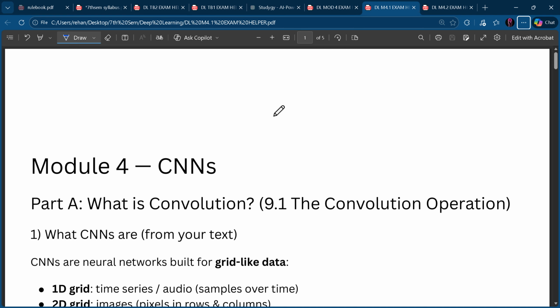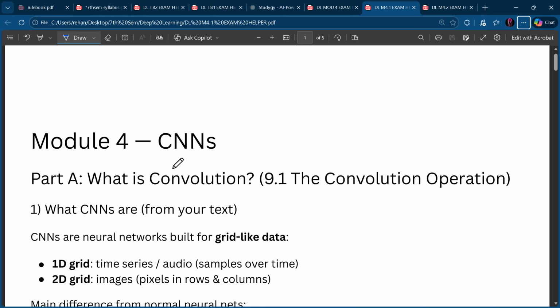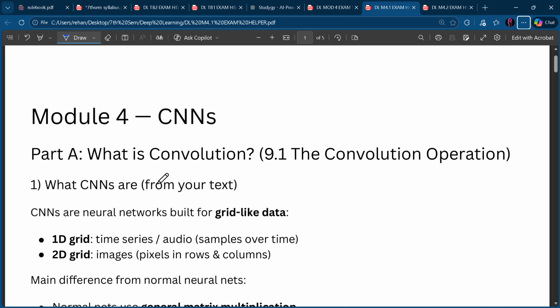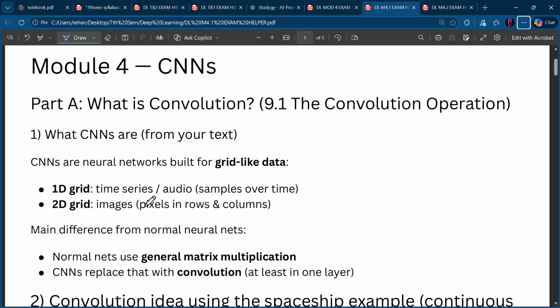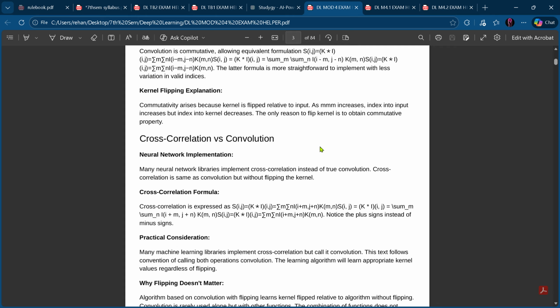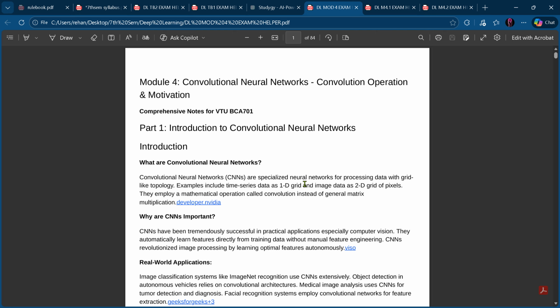Alright, everyone, we'll move on to module 4, that is convolutional neural network. Sorry for the pronunciation. You can have a good definition over here. It is a specialized neural network for processing data with a grid type of topology. However you process the data, there are different methods, but convolution is something which has a grid-like topology.